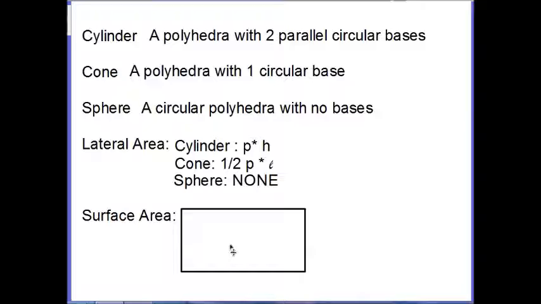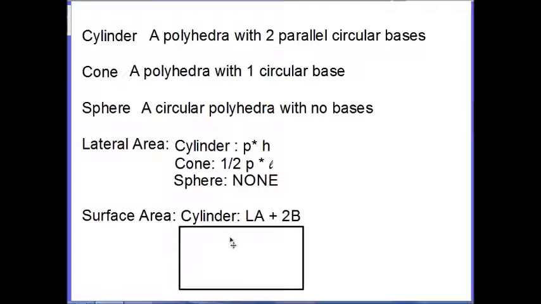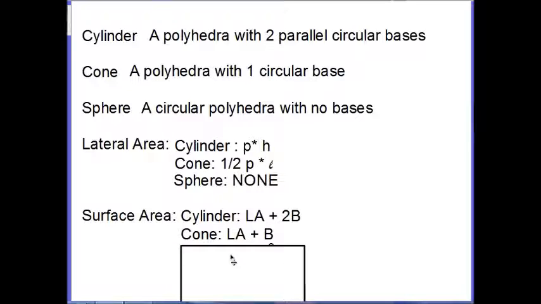Next, our surface area formulas. The surface area of a cylinder is going to be the lateral area plus 2 times the area of the base. For a cone, it's the lateral area plus the area of the one base. And for a sphere, it's 4 times pi times radius squared.